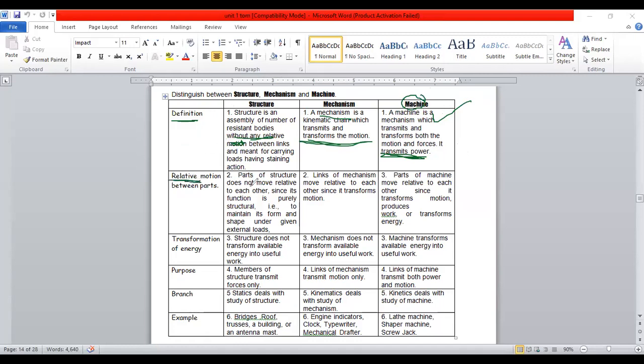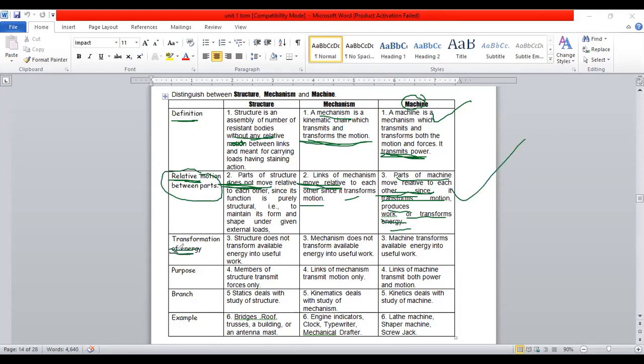What about the relative motion? Here we already told you that the parts of a structure do not have relative motion since it functions purely on the basis of the forces that are going to act on it. It is meant to just carry the loads. Links of the mechanism move relative to each other. They transmit motion. Parts of the machine also have relative motion between them. They transform the motion as well. In fact, they transmit or transform work and energy as well, right? So relative motion between the parts, on the basis of that we have done this differentiation.